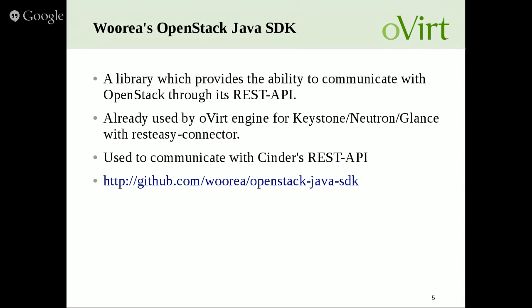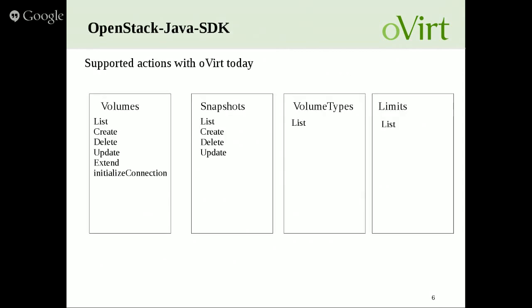for the code and how it's written. This is an example of the supported actions that oVirt supports today using Urea. So you can see here that regarding volumes, we can create volume, delete volume, extend volume, and initialize connection, which is basically getting the basic data of the connection for a disk or volume to be used by the VM to communicate with this disk.